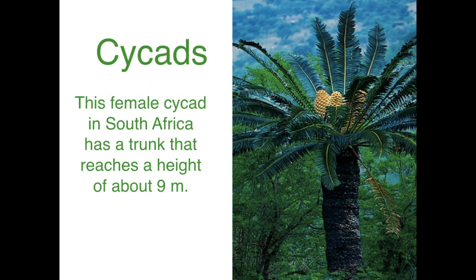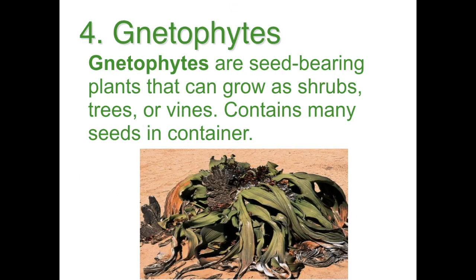Here's your cycad. You can see the large cones there. This is the South African cycad. And then you have gnetophytes. Gnetophytes, basically, they look like a dead plant. It contains a large container, and inside that large container, it has all the seeds inside there.